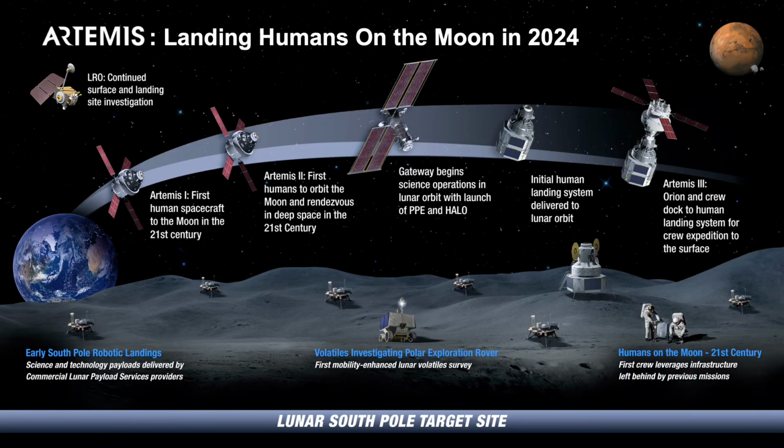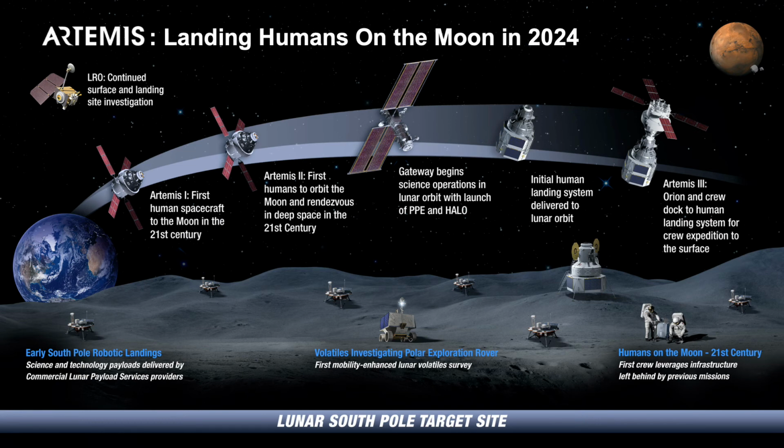Now that's going to be done via the ARTEMIS program. And the ARTEMIS program is designed to be able to put the first woman and the next human, could be a man, could also be a woman, on the South Pole by 2024. And this requires a variety of missions to build up to that.